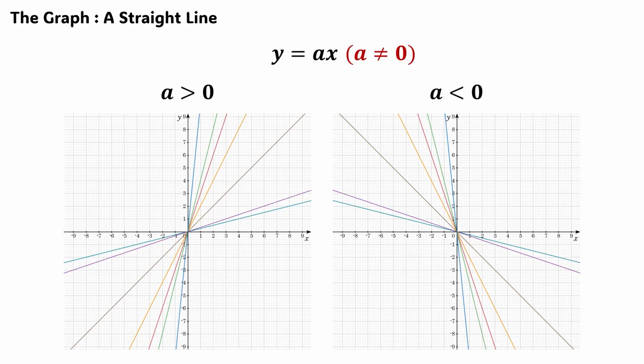Second, a tells us the steepness. The bigger the absolute value of a, the steeper the line gets, and the closer it is to the y-axis. Think of it as a steeper ski slope. The line for y equals 5x is much steeper than y equals 2x.